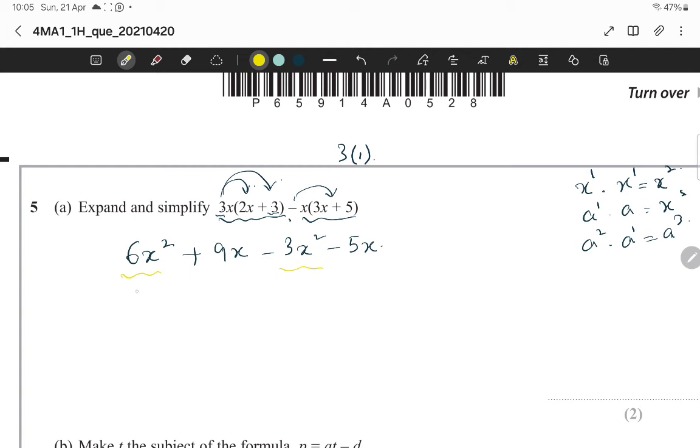First we will rearrange the expression: 6x square minus 3x square, and then plus 9x, just like this one and this one, minus 5x. Here we have x square and x square, the same variables. So plus minus minus, 6 minus 3 is 3x square, plus 9 minus 5, which is 4x. This is the answer.